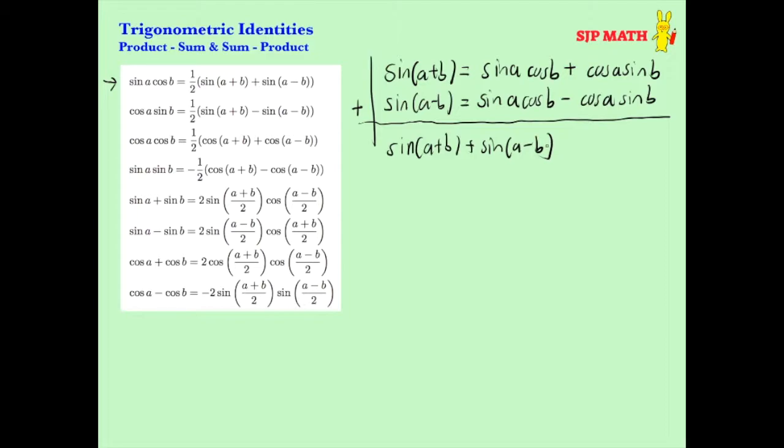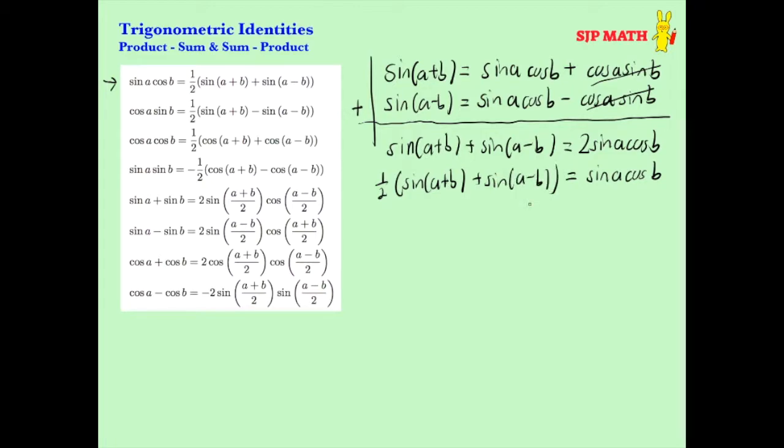is equal to, and these cancel out, and what we get here is 2 times sine a cosine b. We're starting to see something. And then we divide both sides by 2. So we get sine of a times cosine of b is equal to half of sine of a plus b plus sine of a minus b. There we go. So we just proved this formula.